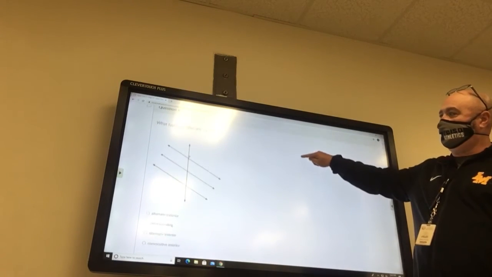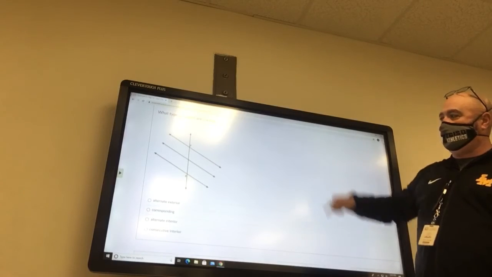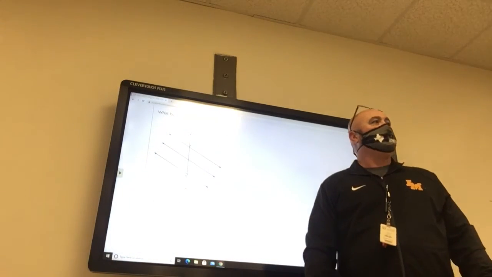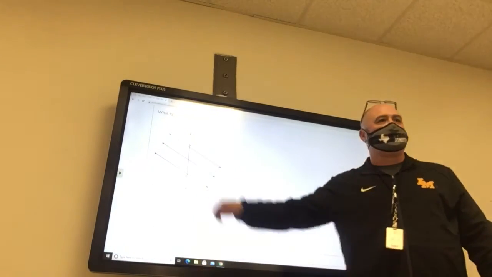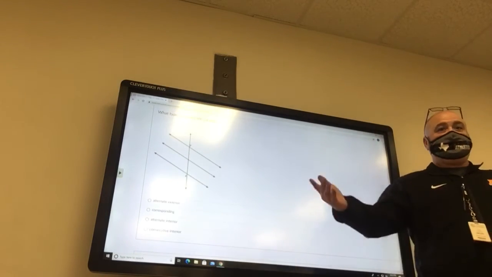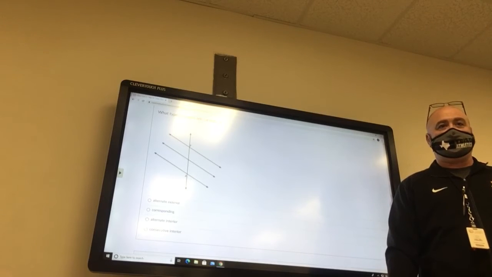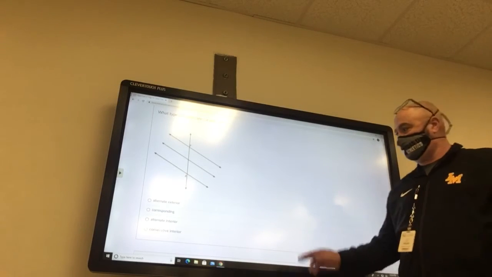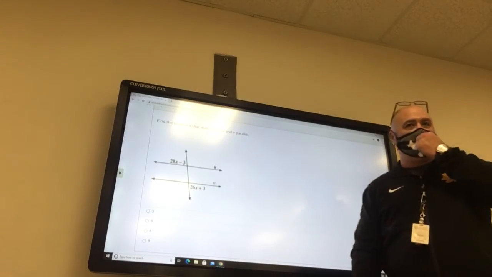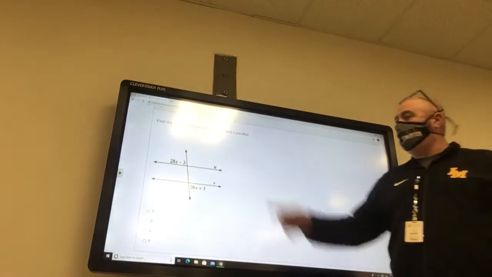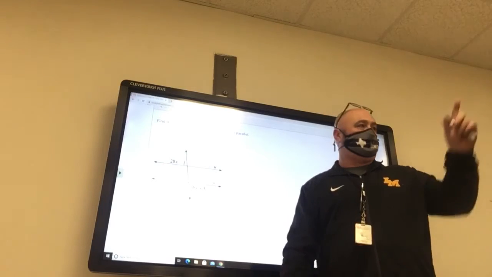Same thing here. What type of angles are X and Y? Where are they located? They're located on the exterior. They're on the outside. Well, which one of those answers has an exterior? That's the one you pick, okay? Has everybody got that? All right? Here's where it gets a little more tricky though, but it's not real hard. Those are alternate exterior angles, correct?